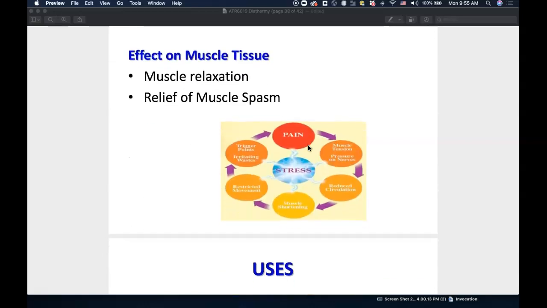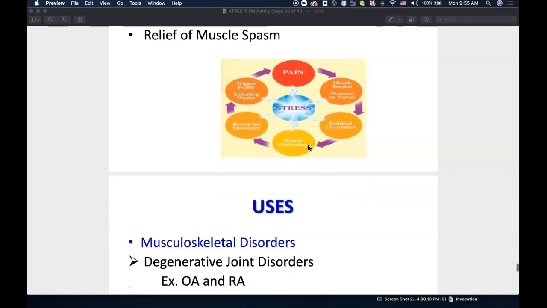All right, effect on muscle tissue. There's two ways in which it does that. It causes muscle relaxation, number one. And then number two, as a result of muscle relaxation, it causes a reduction in muscle spasm, which then again reduces the amount of pain.